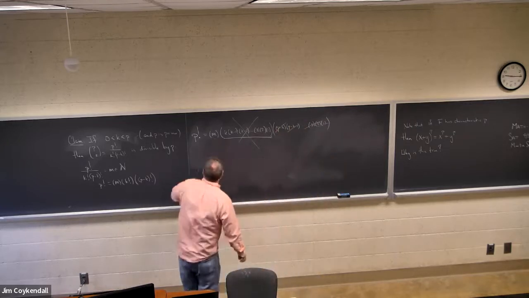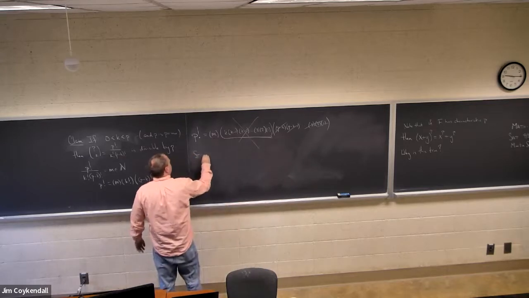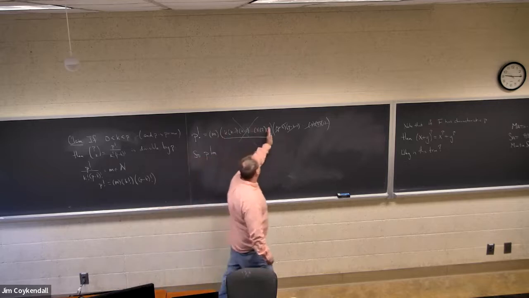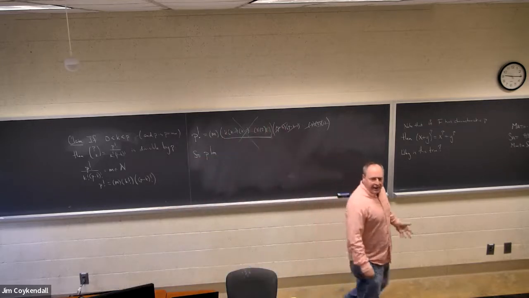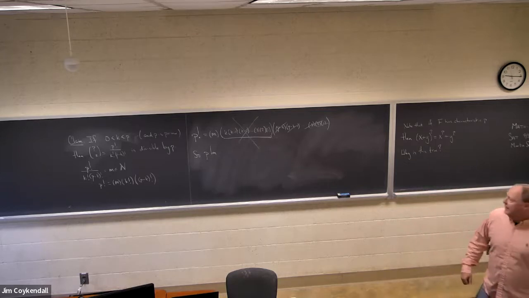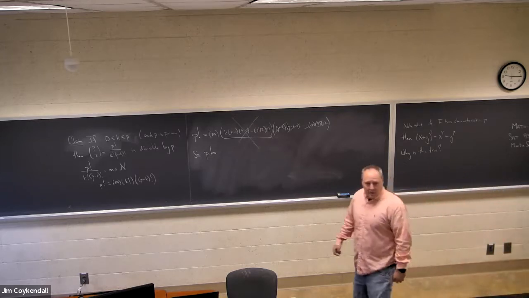That means that P must divide M. No choice, because it doesn't divide this, and it doesn't divide this, and it has to divide something in the product. The only thing left over is M, so it has to divide that. Everybody okay so far?